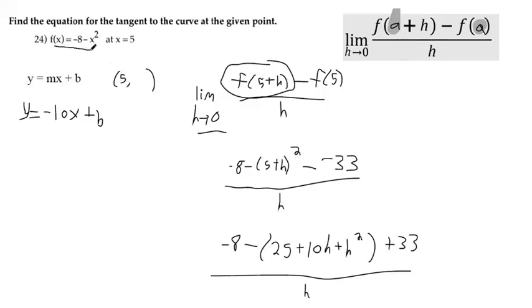This function spits out y-coordinates if you plug in an x-coordinate. If you plug in 5 here, you get negative 33 for y. So the last step is to find out what b is by plugging in negative 33 for y and plugging in 5 for x. Now we have something we can solve. Add 50 to both sides. So we get b is 17. Put that all together, and you get y equals negative 10x plus 17 as the equation of the tangent to the curve at this point.